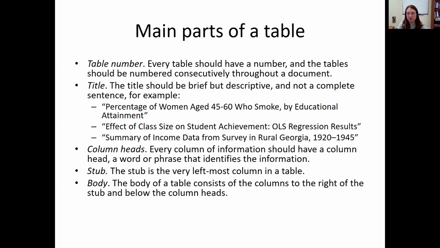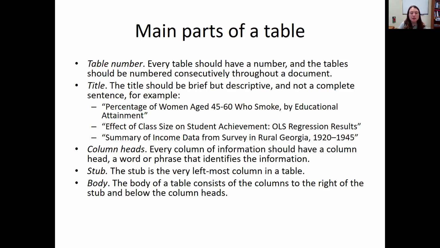You wouldn't want a title that just said regression results, okay? It needs to be more informative than that. You need to imagine maybe somebody wants to share the table from your paper on Twitter or something, and people are going to look at the table without reading your whole entire paper, and they still want to be able to have a sense of what it's about.